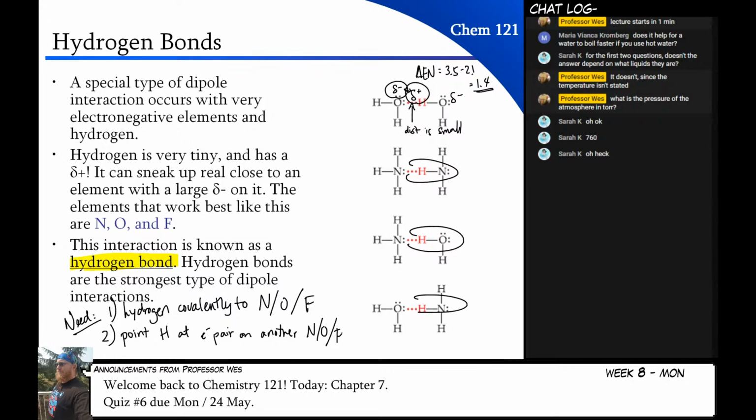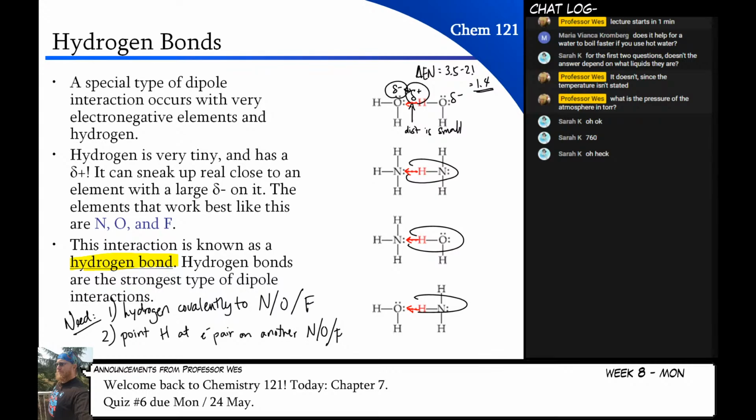And that condition is that our hydrogen must be pointed at the electron pair on another nitrogen, oxygen, or fluorine. And I have that going on here too. I just drew over it, unfortunately. If you meet these 2 conditions, your molecules have hydrogen bonding.